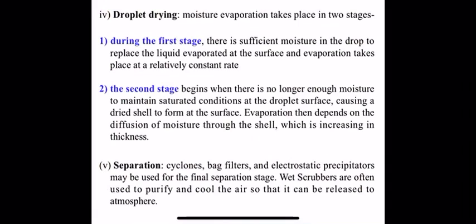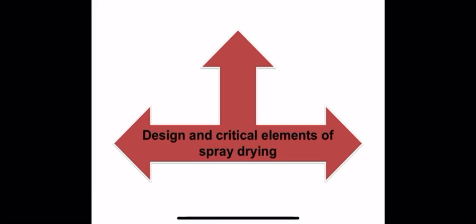Then separation is done by means of cyclones and bag filters. In bag filters, we have bags, and these bags separate the powder from the air. Electrostatic precipitators precipitate the powders. Wet scrubbers are also there. Wet scrubbers are often used to purify and cool the air so that it can be released to the atmosphere, because sometimes it's hot.